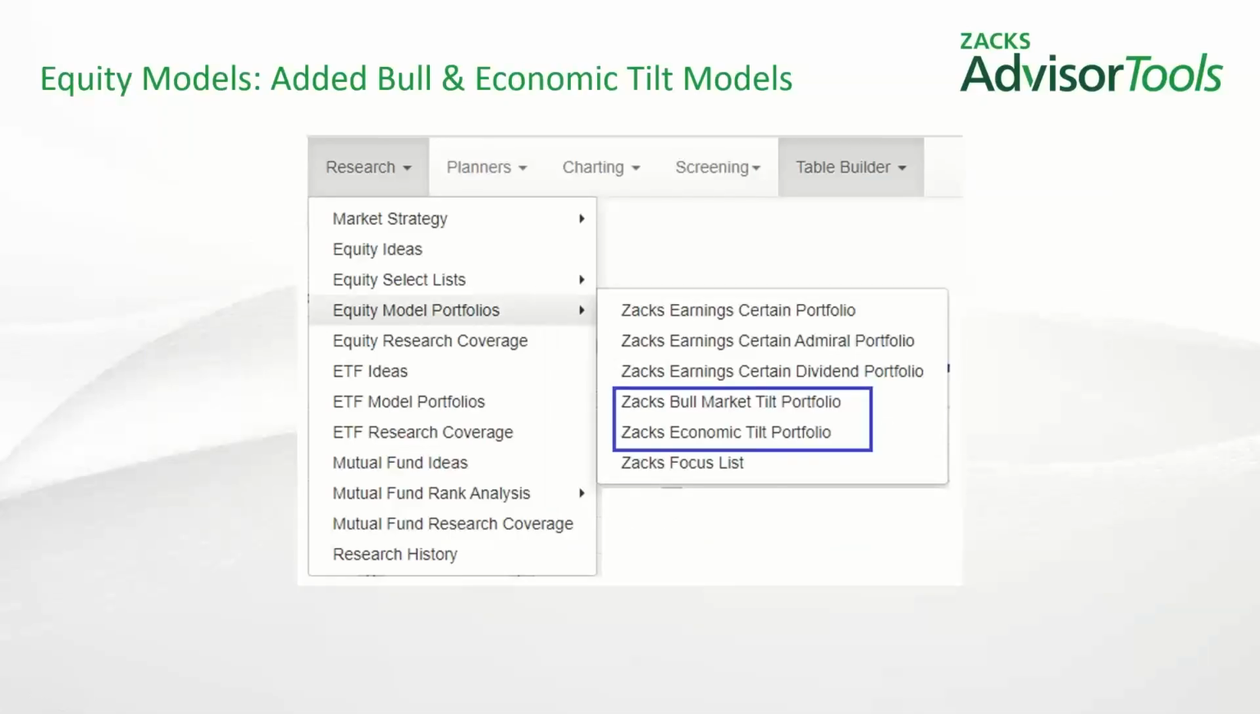Moving on to equity models, you may have heard about our added bull and economic tilt models. We rebranded the Zacks Earnings Certain Portfolio Tilts to Zacks Bull Market Tilt Portfolio, as well as added the new Zacks Economic Tilt Portfolio. As displayed in the picture, you will see that you can find those by hovering over the Research tab drop-down menu, then navigating to the Equity Model Portfolio side menu, and you can see the new portfolios there.